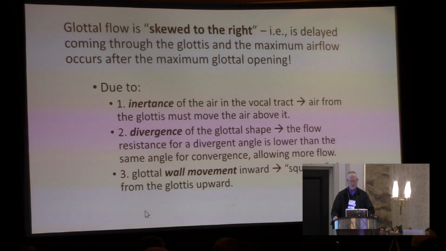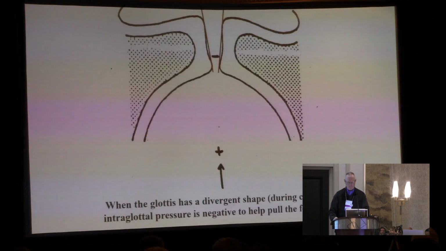It's also due to the divergence rather than convergence. If you take a divergent shape with the same diameter and pressure, the divergence actually has more airflow. And then also you have kind of a wall squish when the folds come toward each other, which squishes the air. So those things allow the flow to be skewed to the right.